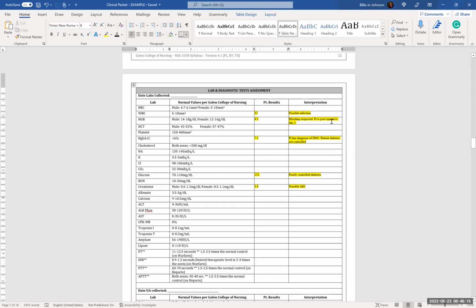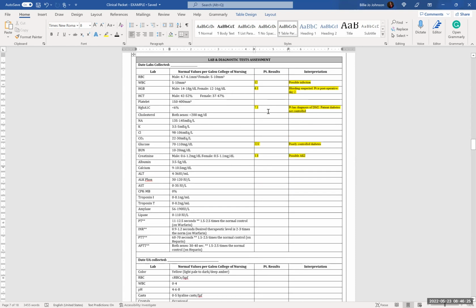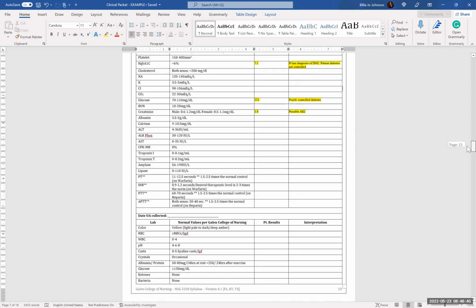Hemoglobin 6.1, that's pretty low. So an interpretation could be bleeding suspected. Patient is post-operative day 2. Okay, A1C, we have a 7.1 here as an example. What is your interpretation of that? Well, they have a diagnosis of diabetes. The diabetes is probably poorly controlled, not controlled. Okay, some of these are very easy examples, but I want to go through that.